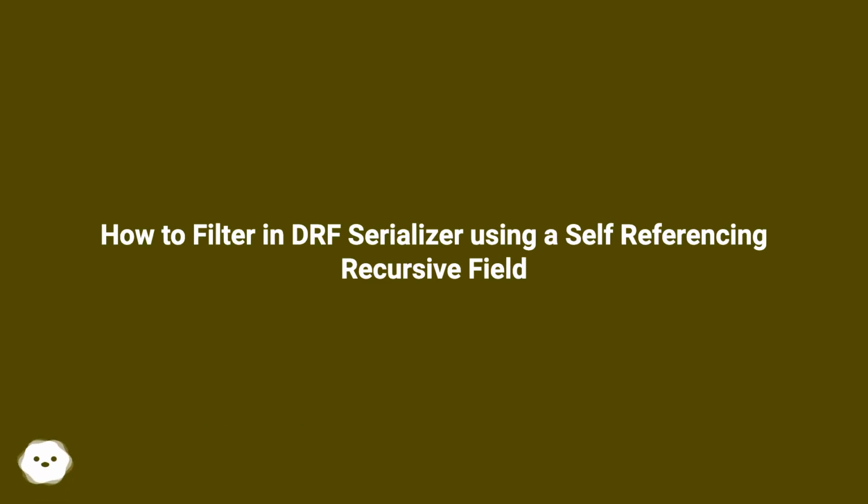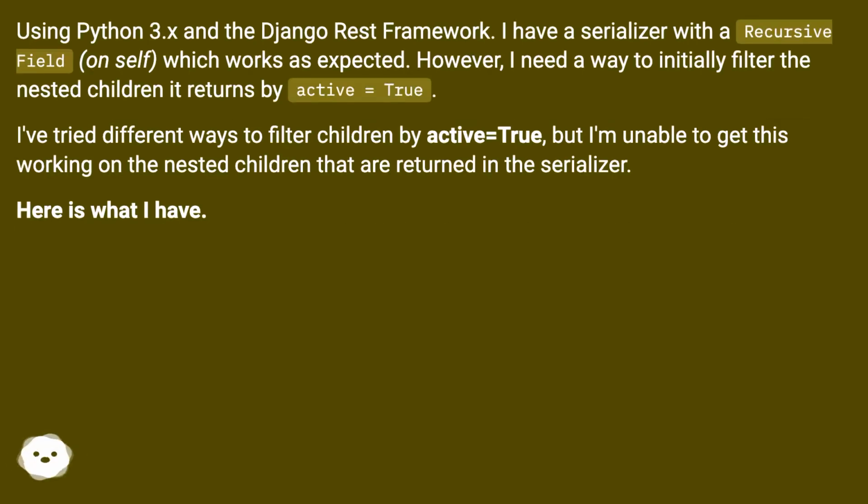How to filter in DRF Serializer using a self-referencing recursive field. Using Python 3.x and the django-rest-framework. I have a serializer with a recursive field, onSelf, which works as expected. However, I need a way to initially filter the nested children it returns by active equals true.